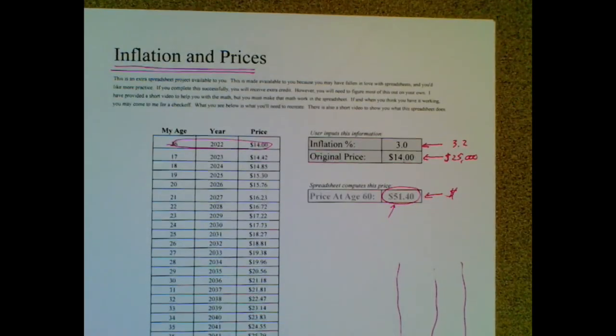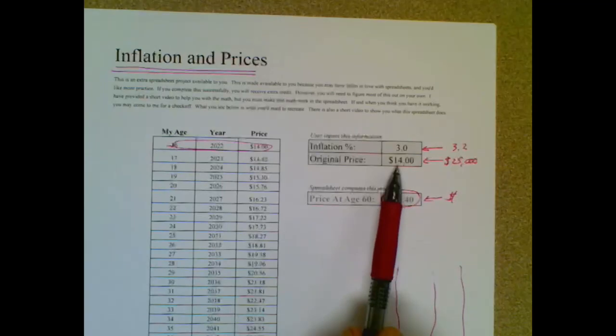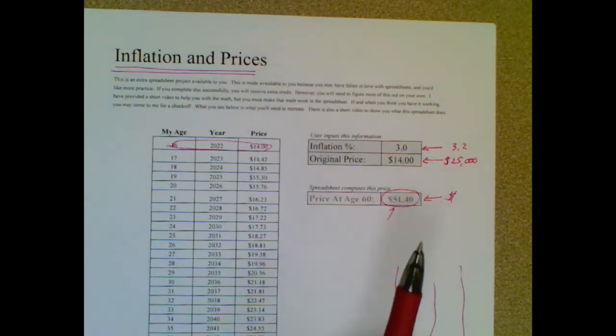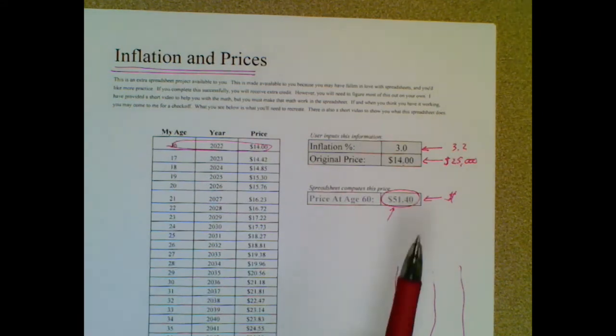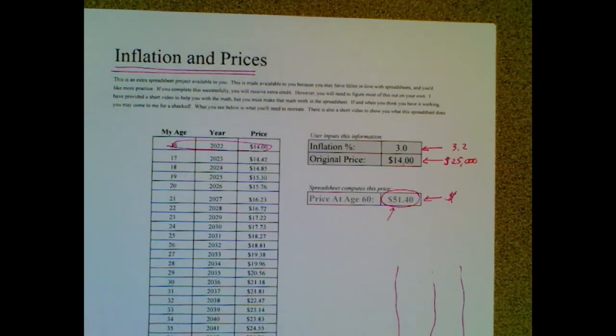You do whatever method you need to do so that the user can input a price, an inflation rate, and then the spreadsheet spits out a final price, boy, like 40, 45 years down the line. Enjoy.